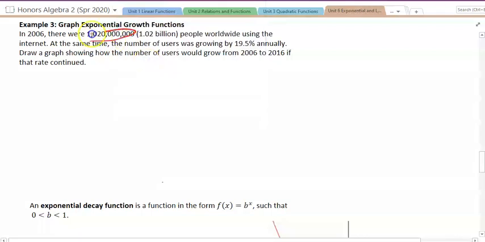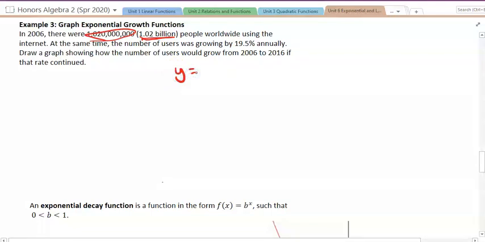Now, I could use all these decimal points here, but you see I've written this as 1.02 billion. And I'm doing that for the sake of understanding that we can shrink our graphs down and not have to graph into the billions. And so what I'm going to write here is y equals.